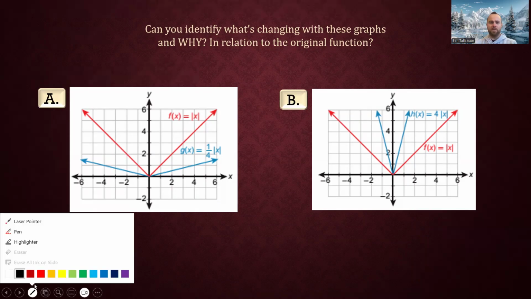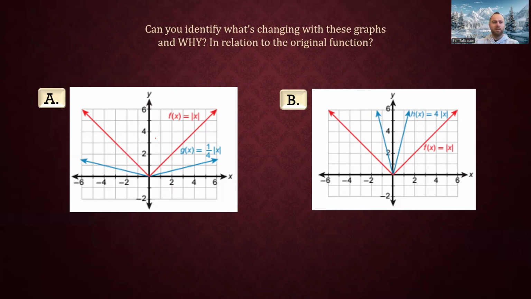Now that you've had a moment, let's look together. The red line here you can see is the parent function because the function looks exactly the same as what we just pointed out. So parent function on both is the red line. But different things are happening to the blue line. That is the transformed line, right? So what's happening over here?